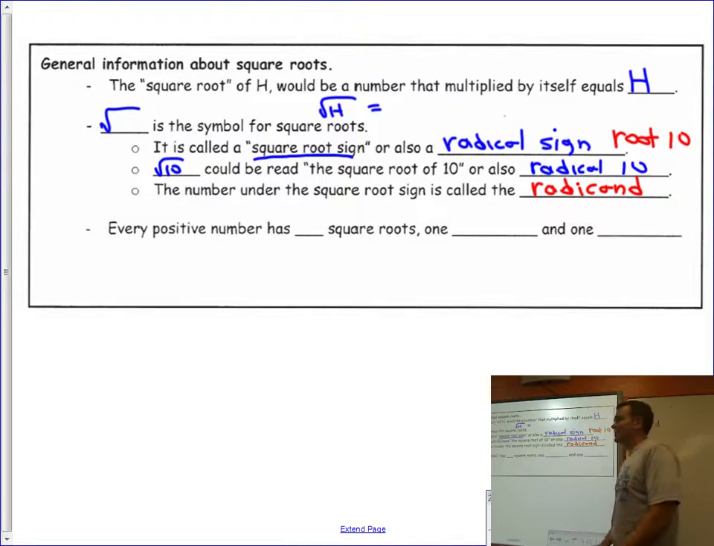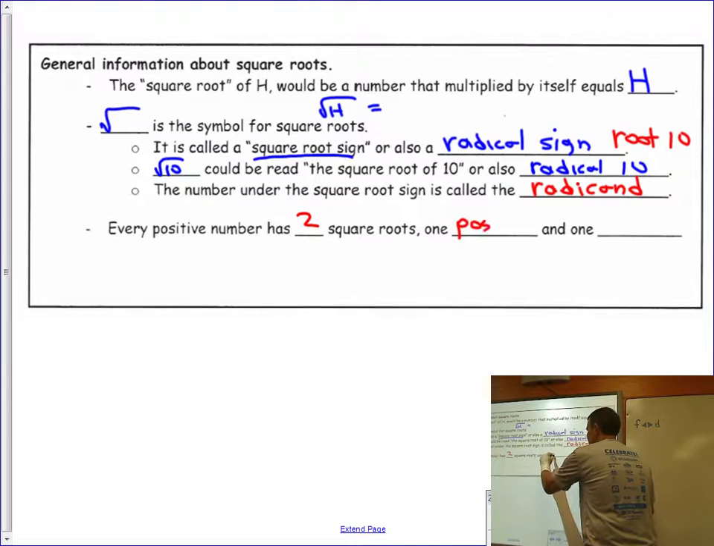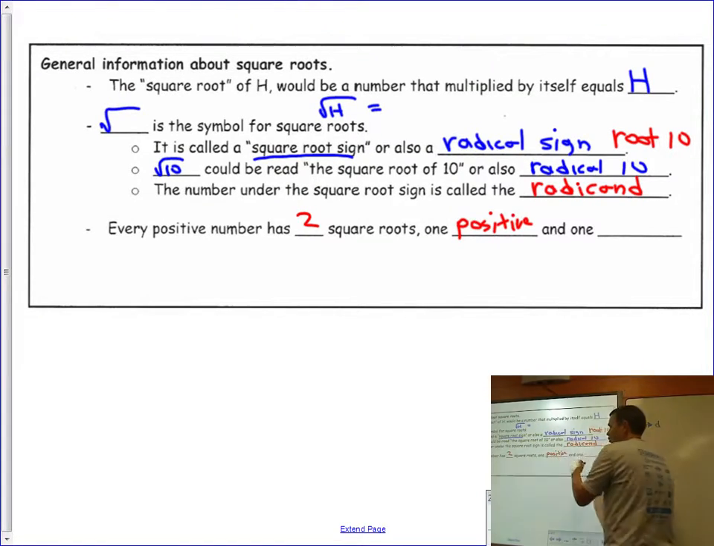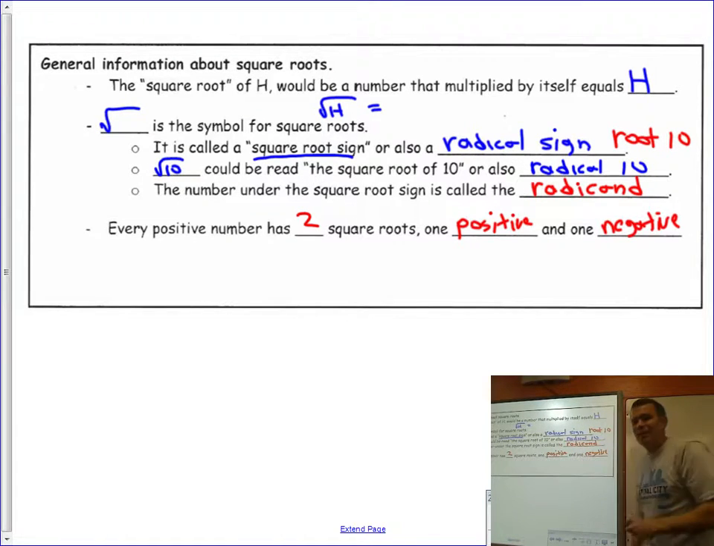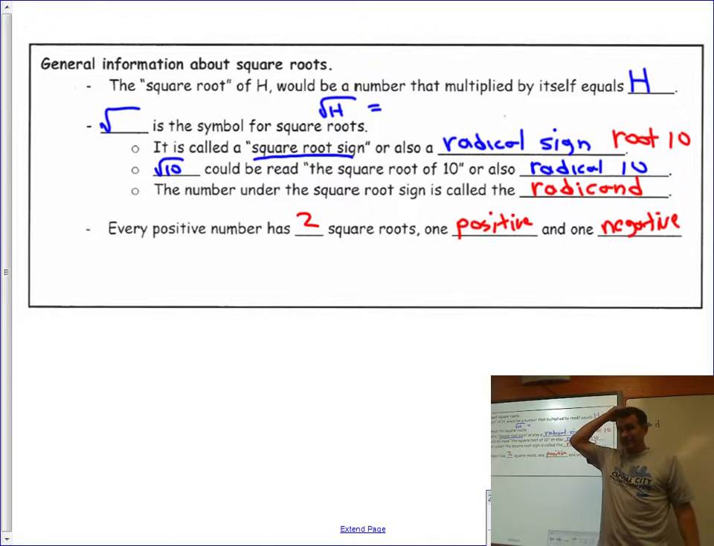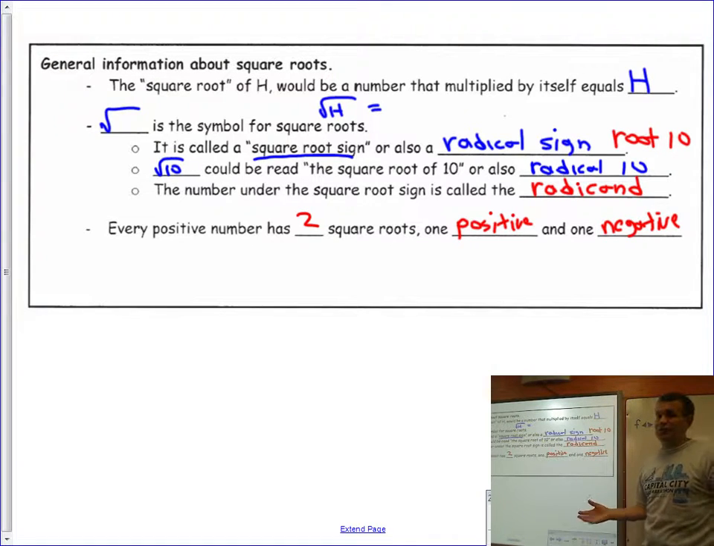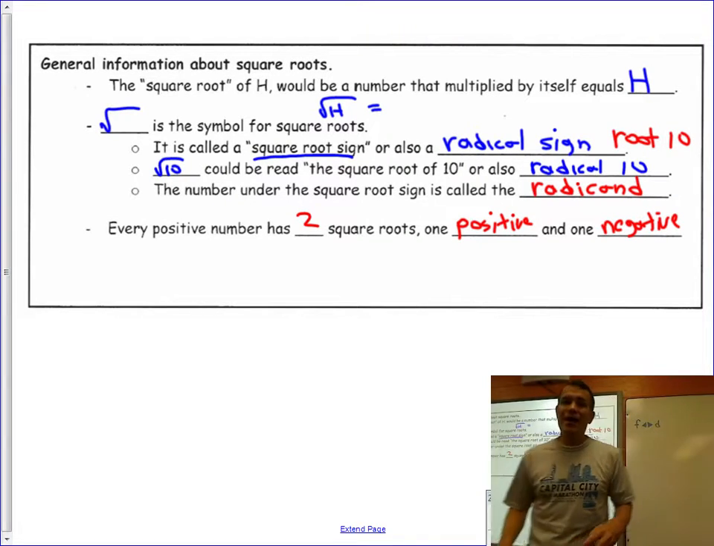And every positive number, did you know, has two square roots? One positive and one negative. You know, we don't use the negative square root very often, but there are occasions this year we will use it. In general, though, you can just use the positive square root unless you're told to use the negative and the positive. Let me show you why that's true.